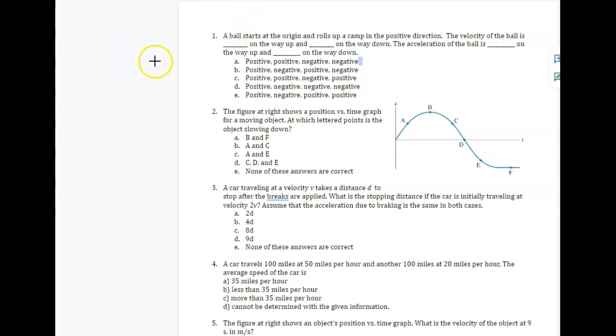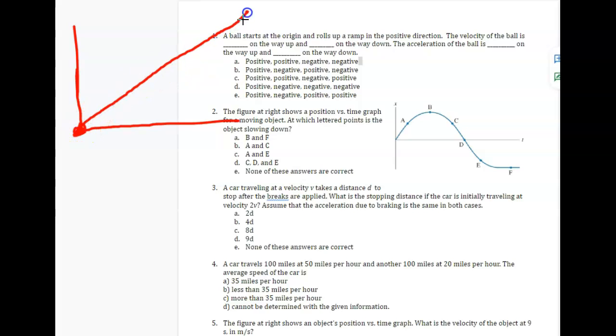So a ball starts at the origin. All right, well, that makes me think of, we're going to have some sort of graph here. Starts at the origin and rolls up a ramp in the positive direction. Okay, so it's going to go up a ramp. All right, the velocity of the ball on the way up and on the way down, blank, blank. The acceleration of the ball is blank on the way up and on the way down.